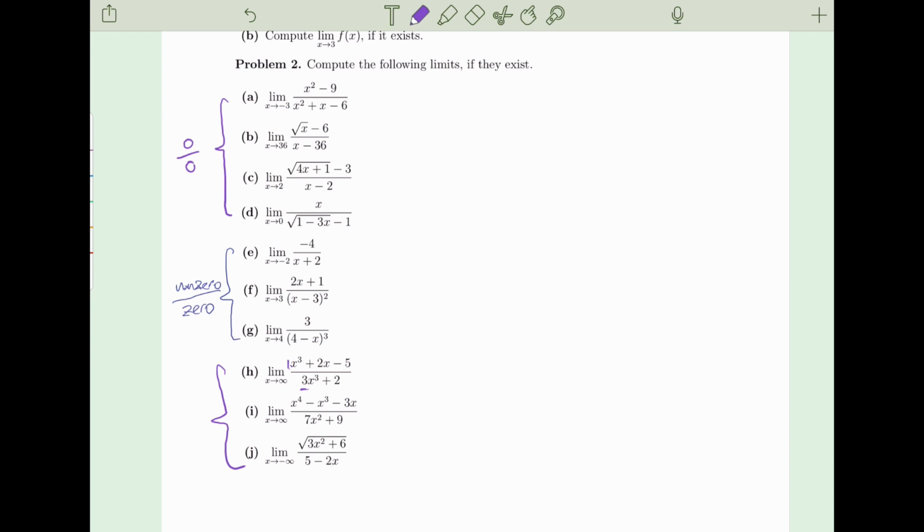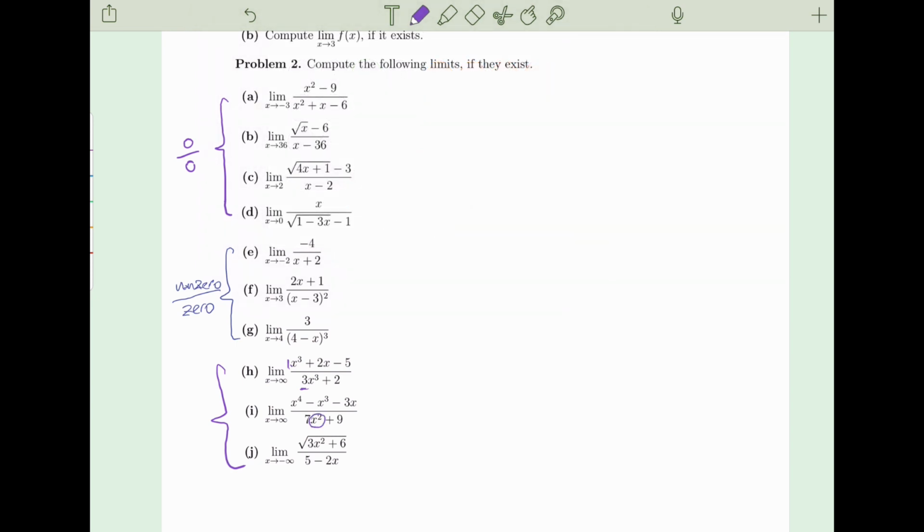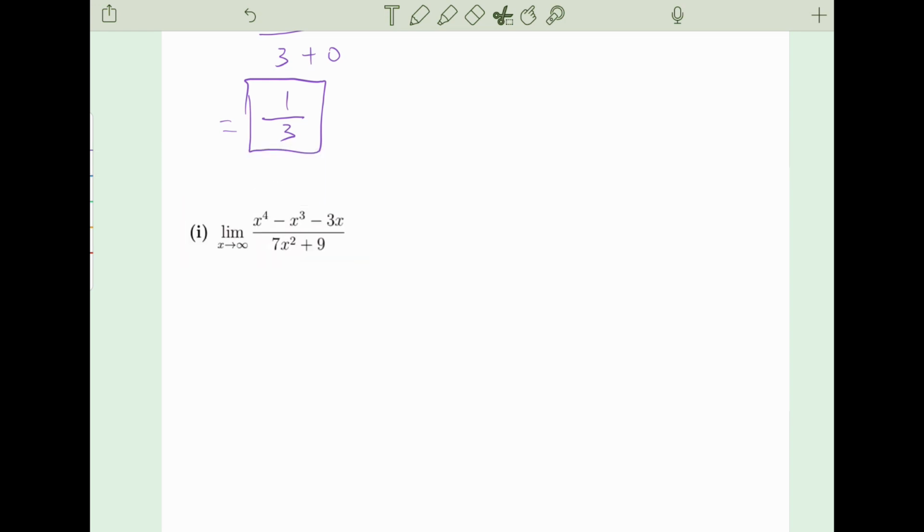Now let's take a look at the second question. The highest power on the top is 4, while the highest power in the bottom is 2. So the highest power on the top is even higher than the highest power in the bottom. So you should expect that when you divide the top and the bottom by the highest power in the denominator, x squared, you won't get the same kind of ratio. So let's see how we do it. Divide the top and the bottom by the same power, that is the highest power in the denominator.